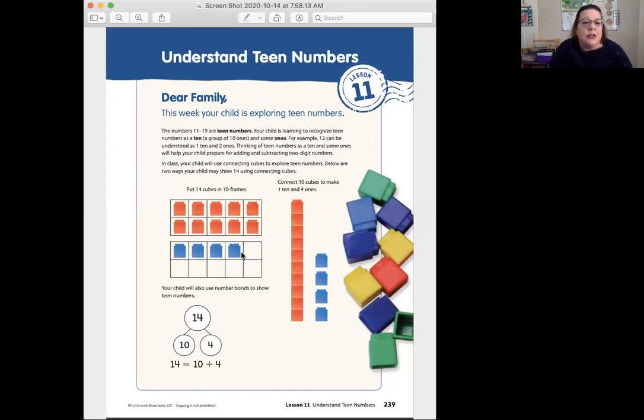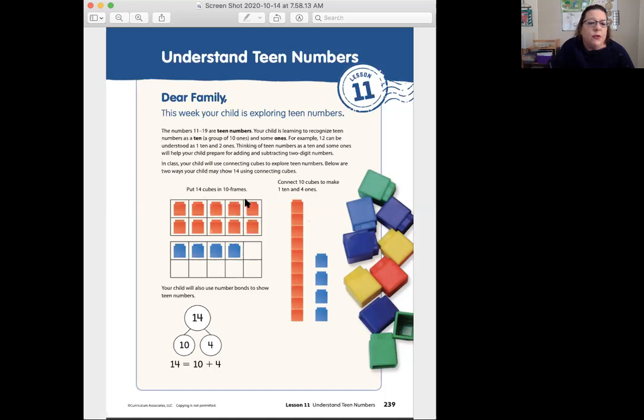In this class, you're going to be using connecting cubes and manipulatives, or drawing them. If you do not have them, you can always draw your manips. Okay? So down here, it says put 14 cubes in 10 frames. So we've got a double 10 frame. We've got one 10 frame here, and we have another 10 frame right here, right?